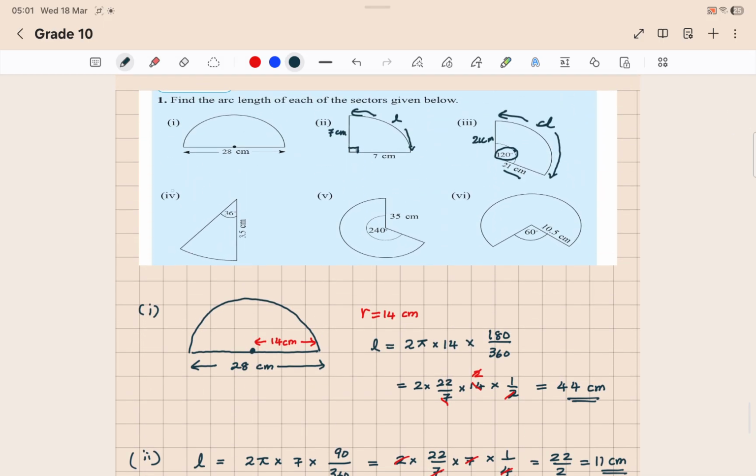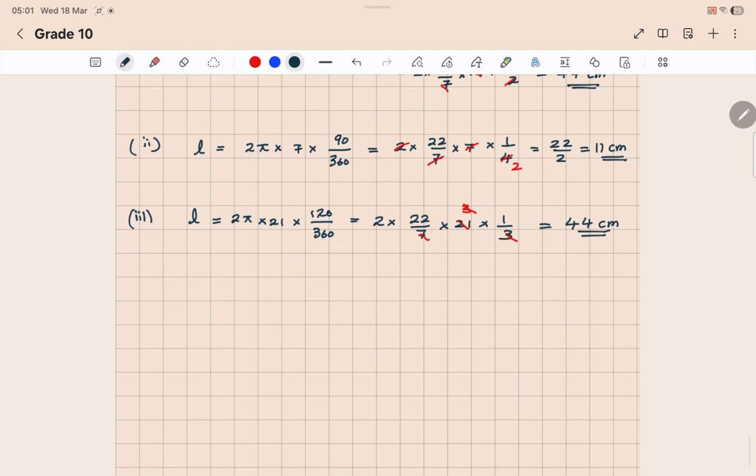Now let's look at number 4. The radius is 3.5 centimeters and the angle at the center is 36 degrees. So let's find this one.